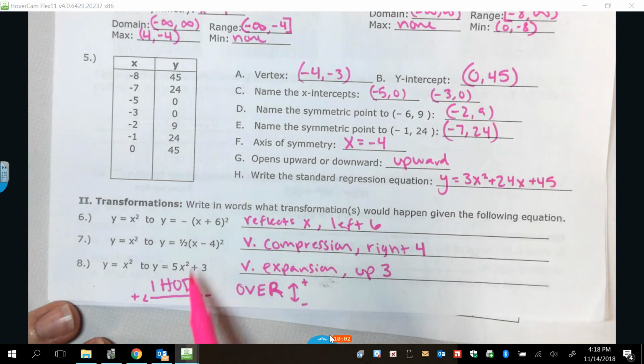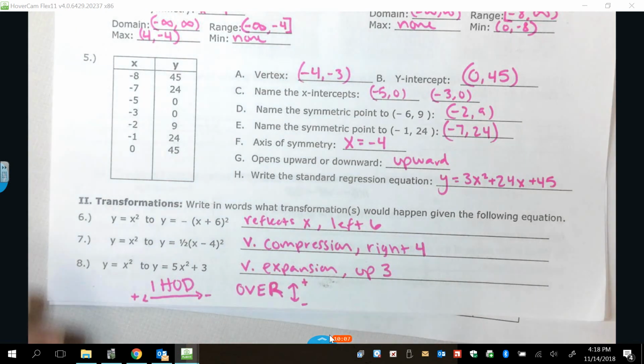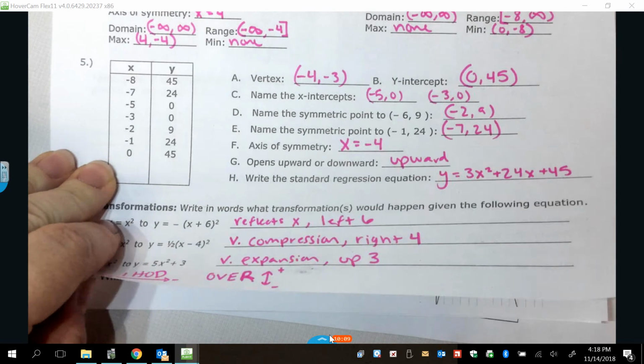Now, you could have also typed all of these in your calculator and compared them that way to see these changes. Okay? Calculator, calculator, calculator.